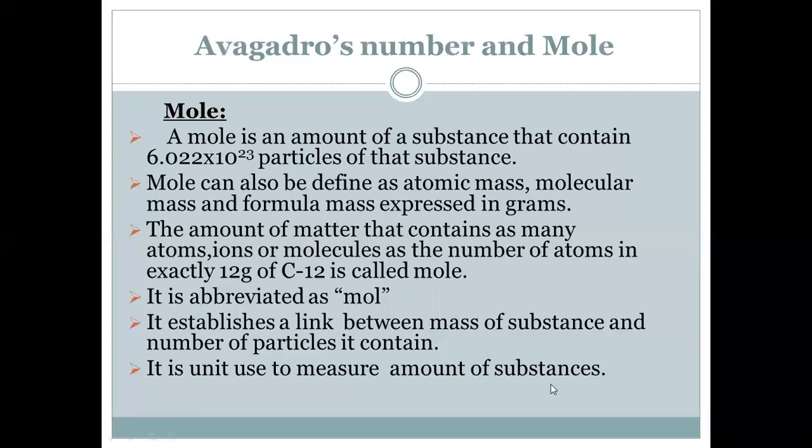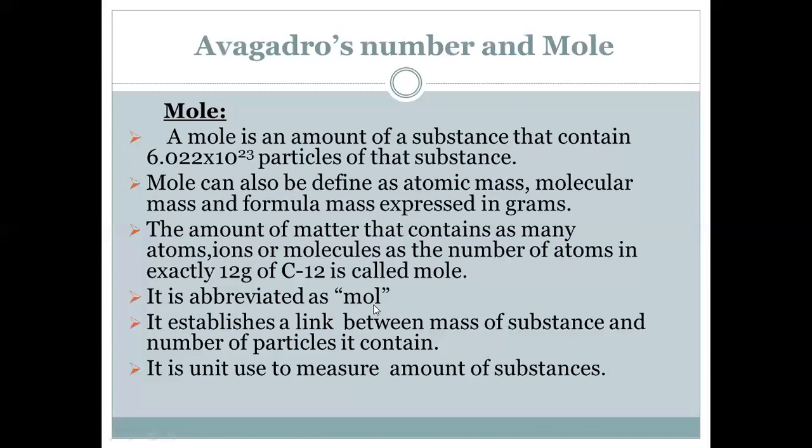A special type of microscope called scanning tunneling microscope is used to see those tiny particles. So how can we measure those tiny particles? We use a unit which is called mole. It is a unit used to measure amount of substances. As for kilogram we write kg, for gram we write g, and for volume we use cm cube, same for mole we use mol. It is abbreviated as mol and we call it mole.